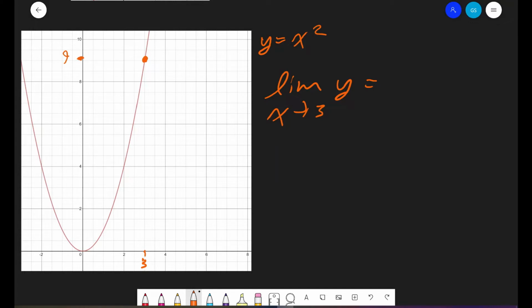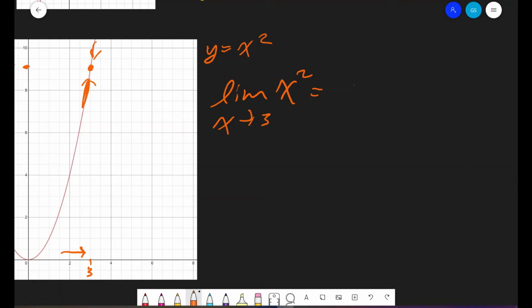So as it is approaching on this function from both sides, as it's getting closer and closer to 3, what is going to be the output? Well, we can see it's just 9, right? And maybe I can just write x squared here to make it make more sense. So actually, if you're doing this algebraically, what you'd be doing is just plugging in the value. So I know it can be a little confusing. You think, oh, this means x equals 3. No, it doesn't. It means as x is approaching 3.